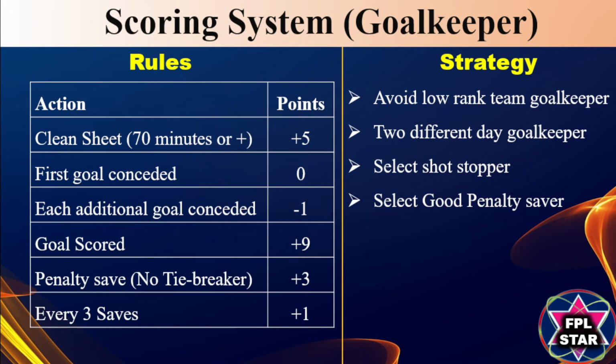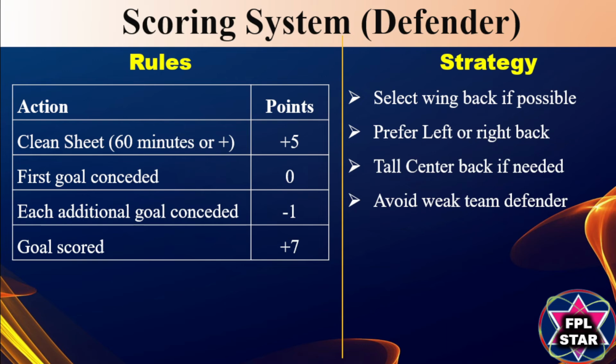Now move on to the defender scoring system, and for a clean sheet you get 5 points, and it will be given after 60 minutes played. For the first goal conceded, like the goalkeeper, you get 0 points, but for each additional goal conceded you get -1, and if a defender scores a goal, then you get 7 points.